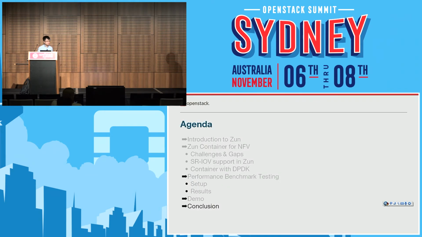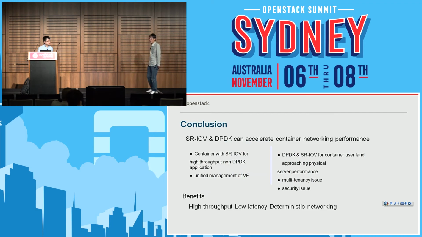Yeah. So what we are doing is a research to see if DPDK and NFV applications could be running inside a container, and the container with SR-IOV for high throughput is apparently better compared with the OVS networking. So using hardware to get better performance.